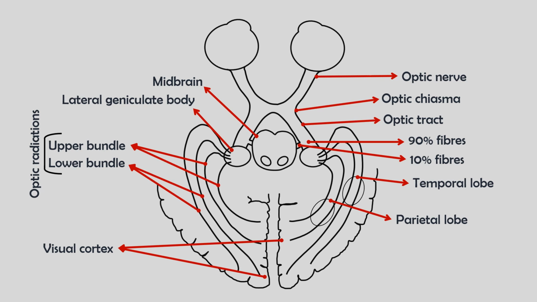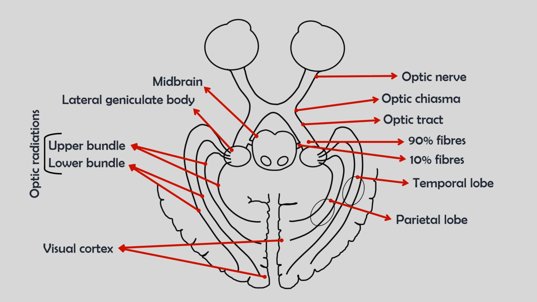Optic tracts move backwards and about 10% go to the midbrain, and the remaining 90% of optic tract fibers terminate in the lateral geniculate body. Then from the lateral geniculate body, these fibers become the optic radiation, and they are divided into two anatomical structures.